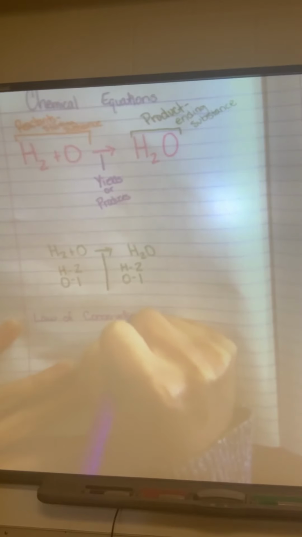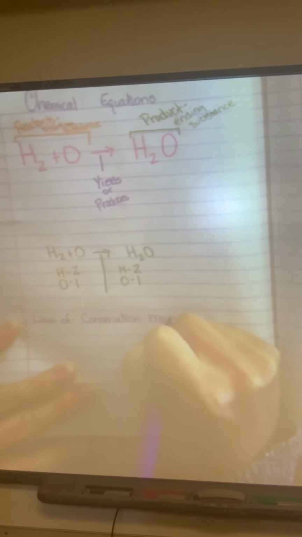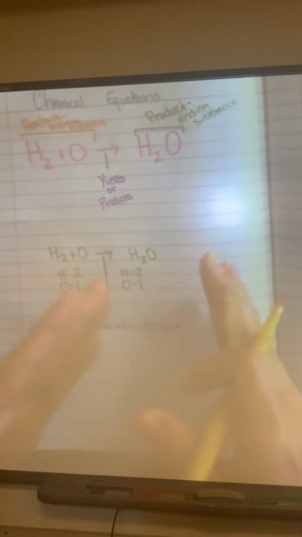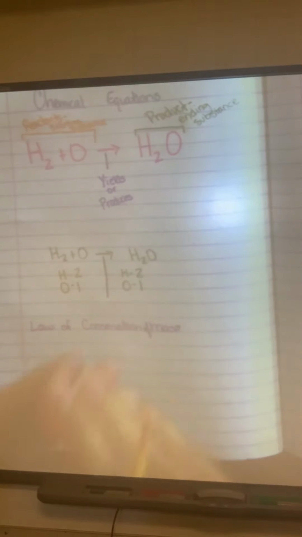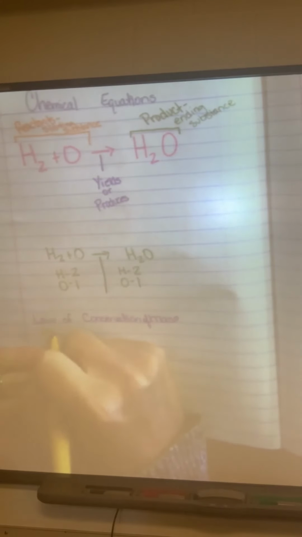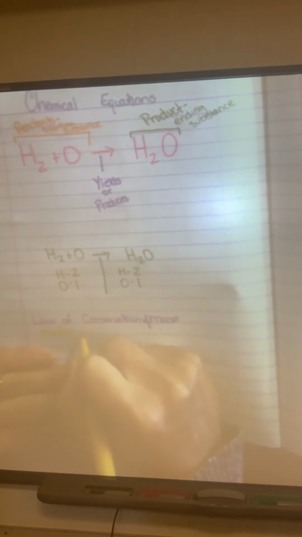So my law of conservation of mass states that matter cannot be created nor destroyed. So I didn't create new matter over here. I took the same thing and I just had a reaction with it and it came out in a different order. So matter cannot be created nor destroyed.